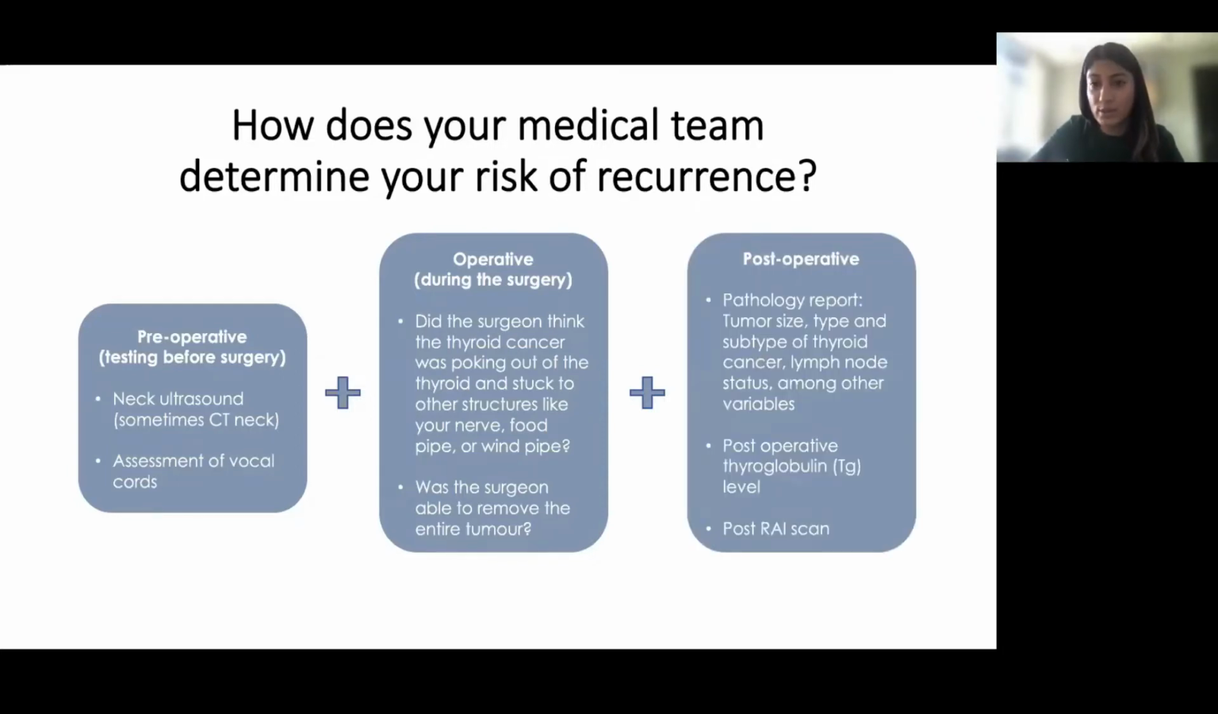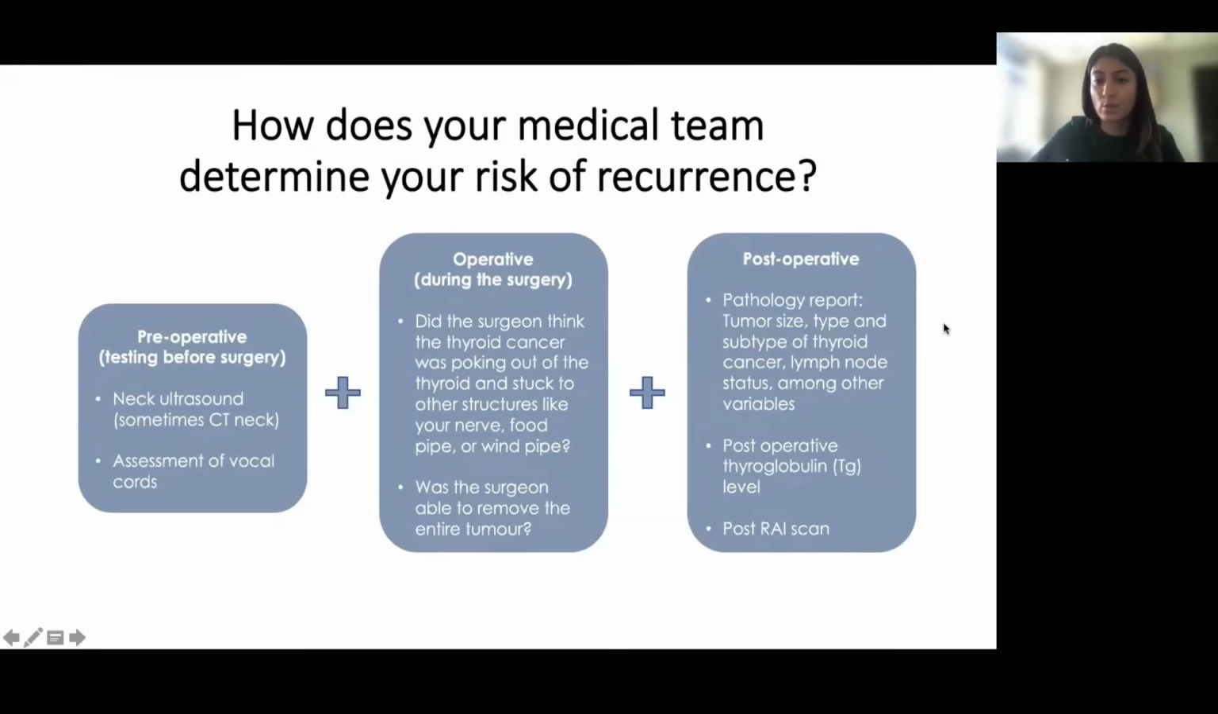And then the post-operative variables that we look at are the pathology report. So that is something where when the thyroid comes out, the pathologist chops it up, looks at it under the microscope, and gives us a number of really important things about the thyroid nodule or the thyroid cancer, such as what was the size of it, what is the type? So is it a papillary? Is it a follicular thyroid cancer? And also, what is the subtype? Because certain subtypes can be more aggressive.